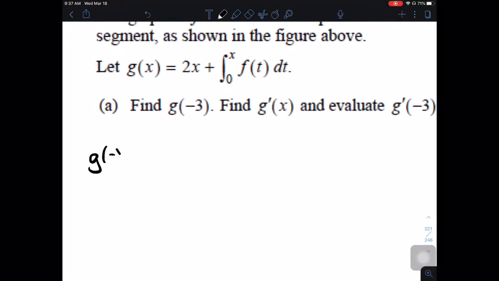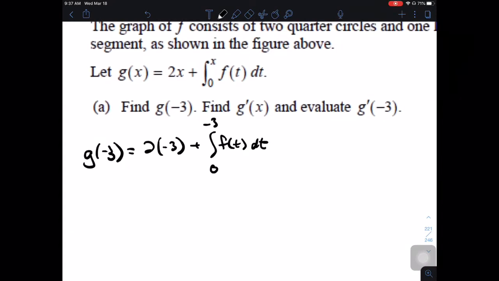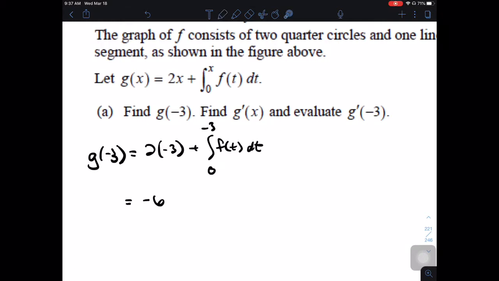says that g of -3 is equal to 2 times -3 plus integrating from 0 to -3 f of t with respect to t. Now obviously 2 times -3 is -6. This part here we're going to have to integrate. And to integrate, we would like the upper bound to be smaller than the lower bound. So to interchange them, we can do it as long as we change the sign out in front.